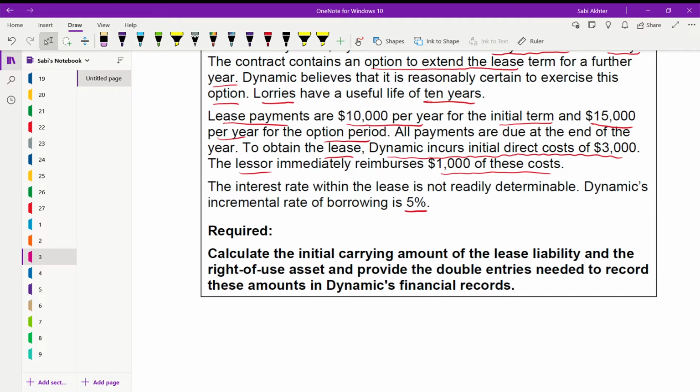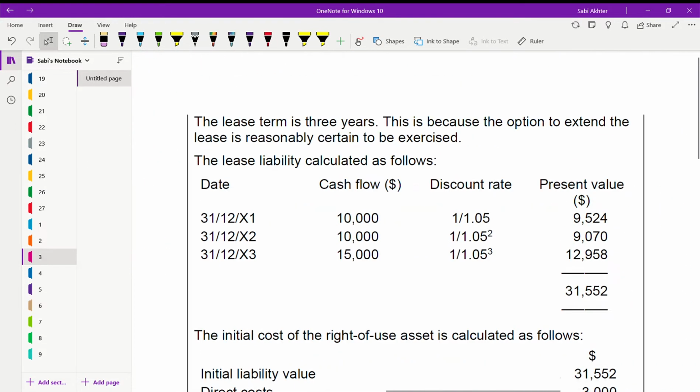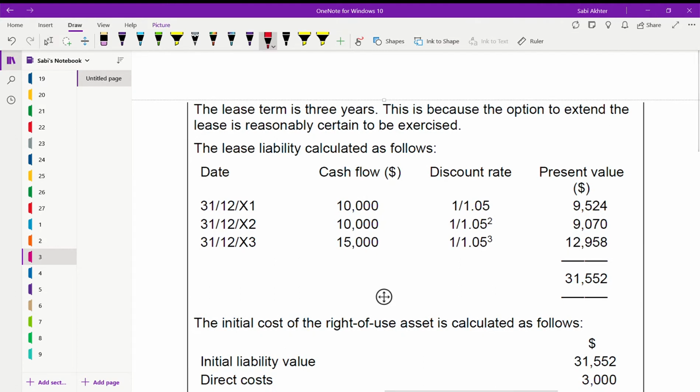Calculate the initial carrying amount of the lease liability and the right of use asset and provide the double entries needed to record these amounts in Dynamics' financial records. One of the easiest questions. So the lease term is 3 years, after extending 1 more year.